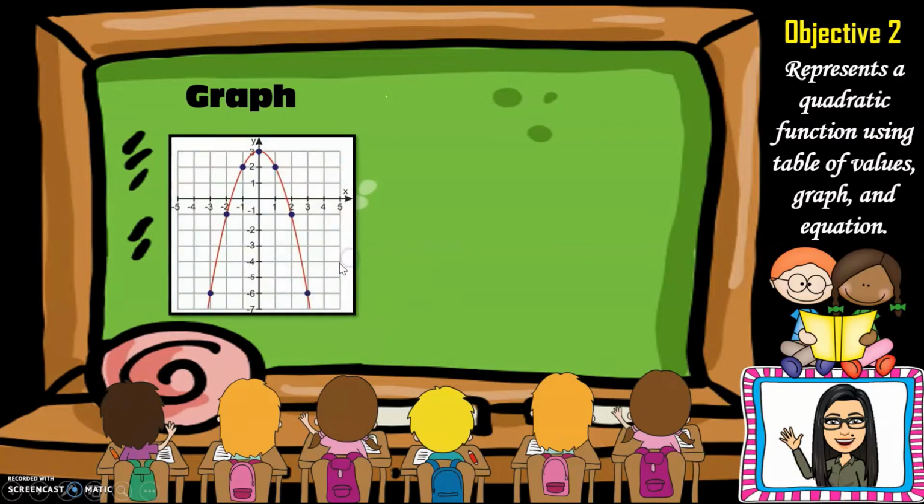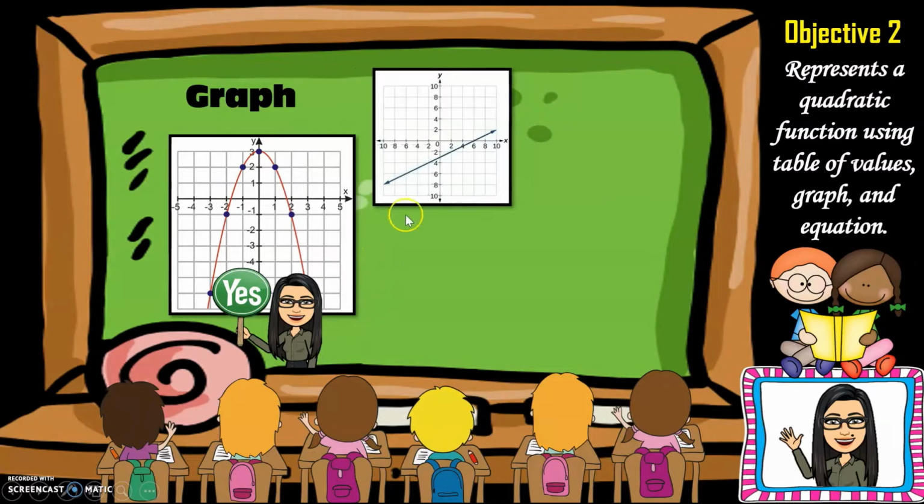So, let's have these examples. First example, so do you think it models a quadratic function? Yes! Yes, since the given is a parabola. So next, this one, do you think it models a quadratic function?